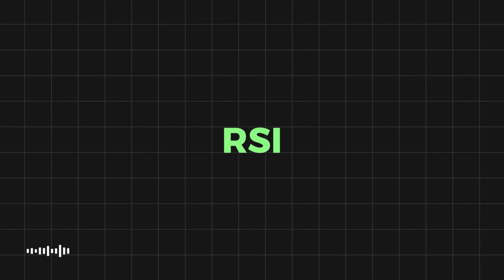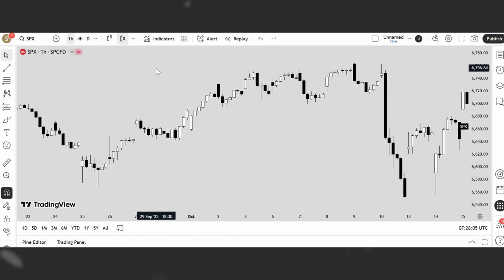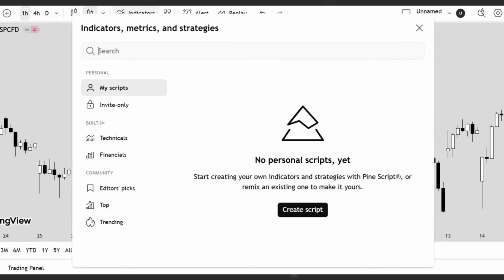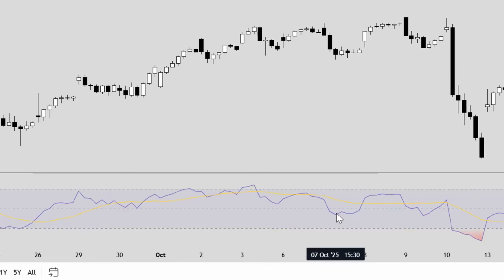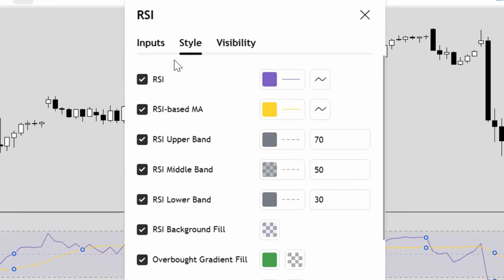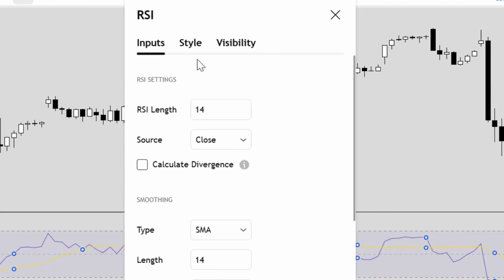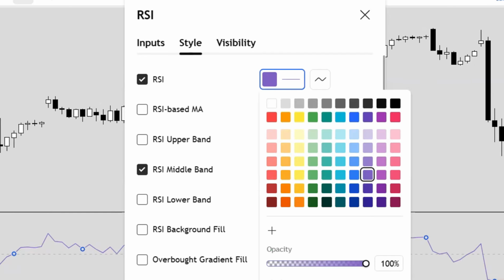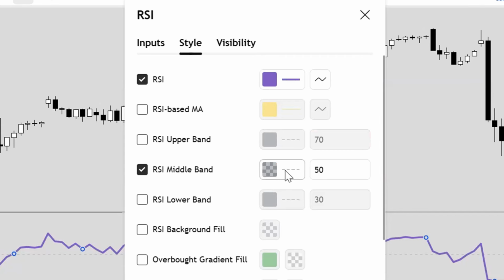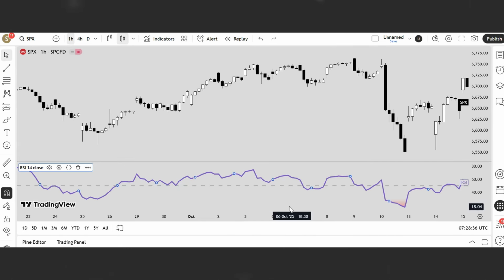RSI, Relative Strength Index. The next indicator we are going to add is RSI. Going to the Indicators section, search for RSI and add it to your chart. Now let's set it up properly. Go to the settings and set the RSI length to 14. In the Style tab, activate only the 50 level and turn off all other options. Make the RSI line and middle band thicker so they're easy to read on your chart. And that's it. Simple, clean, and very powerful.